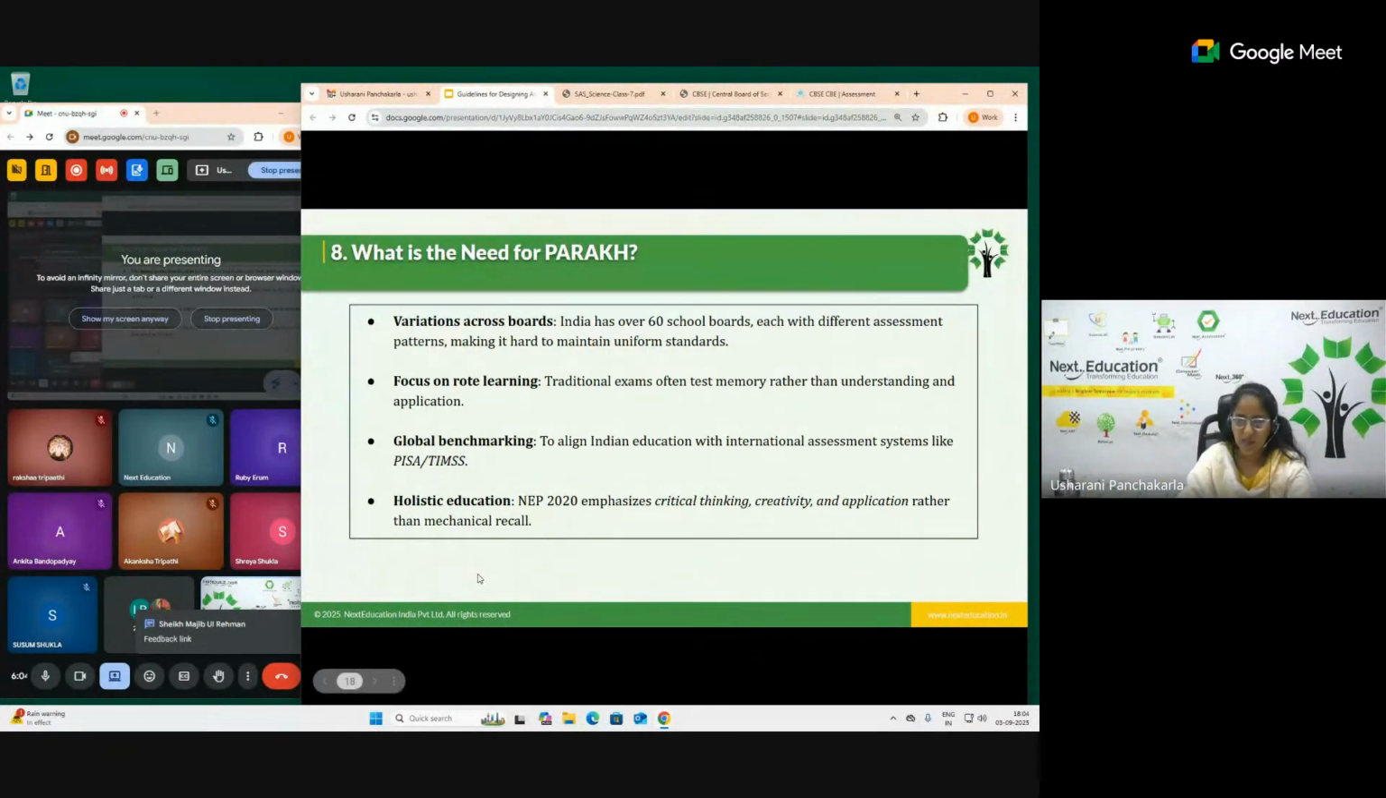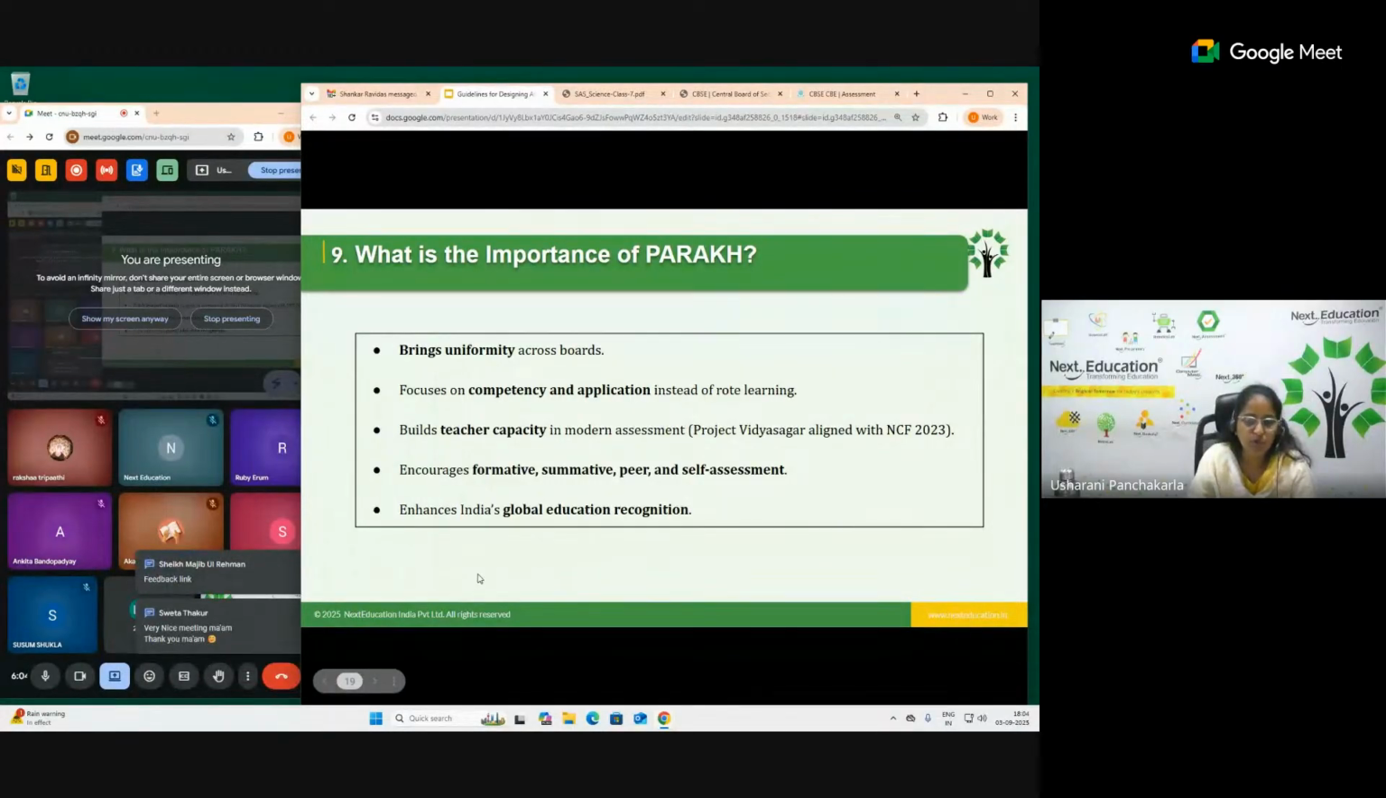Now moving on to the next one, what is the importance of PARAKH? Here it brings uniformity across the boards, as I said, all the state boards, ICSE, CBSE, etc. It focuses on competency and application instead of rote learning, because right now the student will not just memorize or mug up the concept. Instead he will think, because of the kind of questions we ask. It also builds teacher capacity in modern assessment, where Project Vidyasagar is aligned with this. In PARAKH there is a project called Project Vidyasagar, which is very much aligned with NCF 2023, and it includes cluster trainings, which we call teacher capacity building in modern assessment.